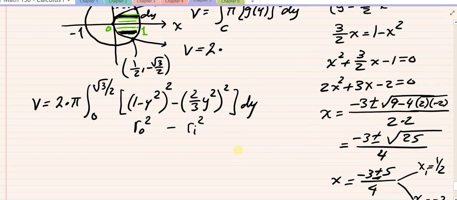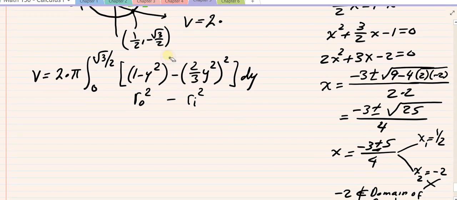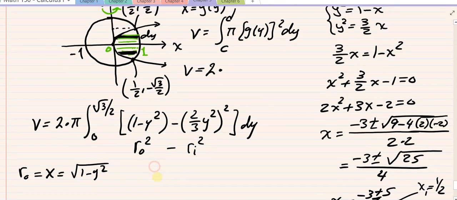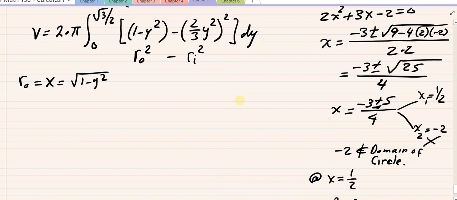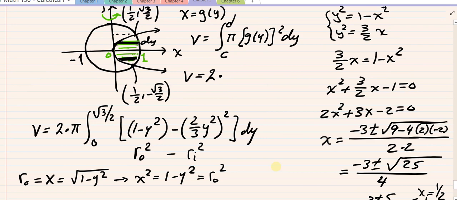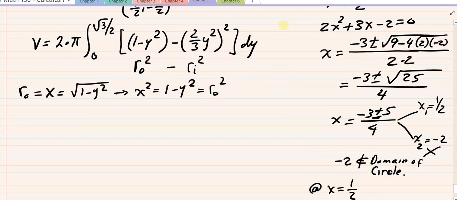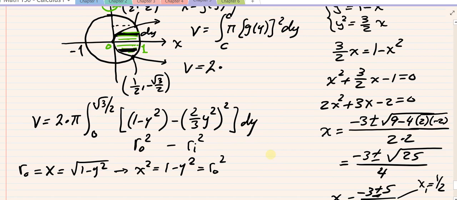Oh, actually, hold on. There is no square on the first one, and here's why. x is square root of 1 minus y squared for the circle, so this would be the outside radius. When I square it, x squared becomes 1 minus y squared, which is outside radius squared, right? And same thing for the parabola.